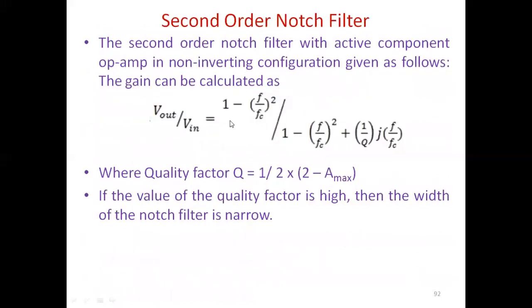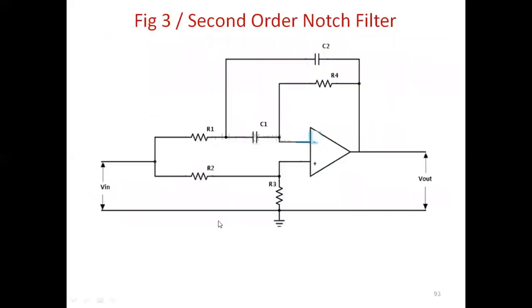The gain is given by this equation, V0 divided by V input, where the quality factor Q equal to 1 by 2 into (2 minus A maximum), where A maximum is the passband gain of the filter. If the quality factor is very high, the width of the notch filter will be very narrow.